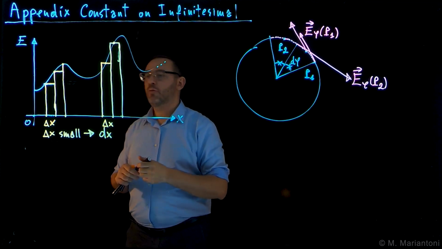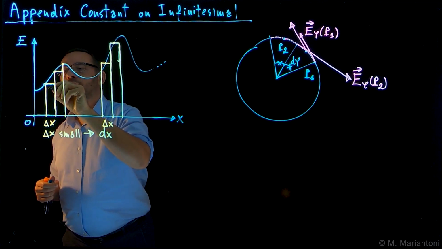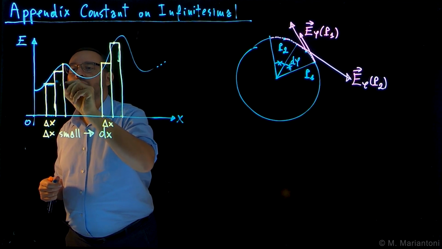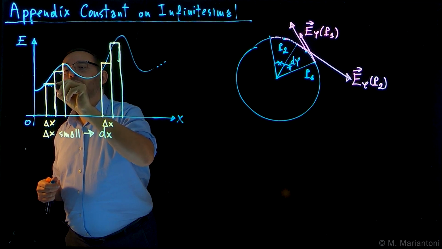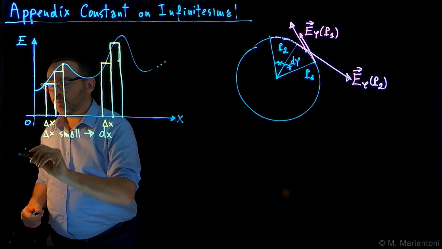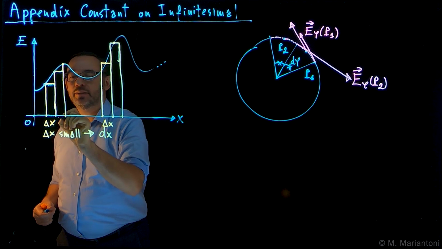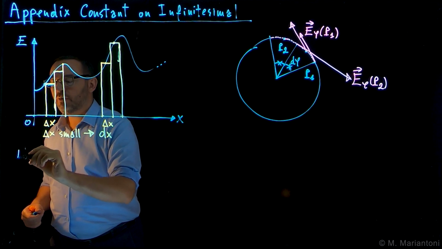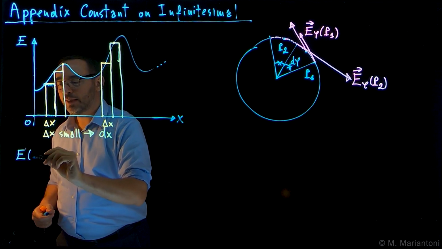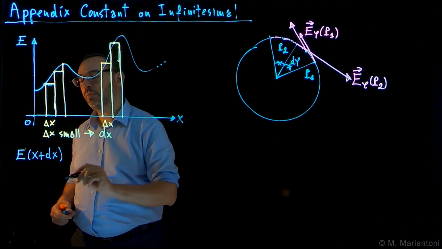But let's try to answer the question: the electrostatic field at this point we can consider constant here. What about the electrostatic field at this point? This is clearly not the same as here. To first approximation, if we assume that this distance is delta x, so this point is x and this is x plus delta x, we want to evaluate our electrostatic field E at point x plus dx, delta x or dx if we make it smaller.